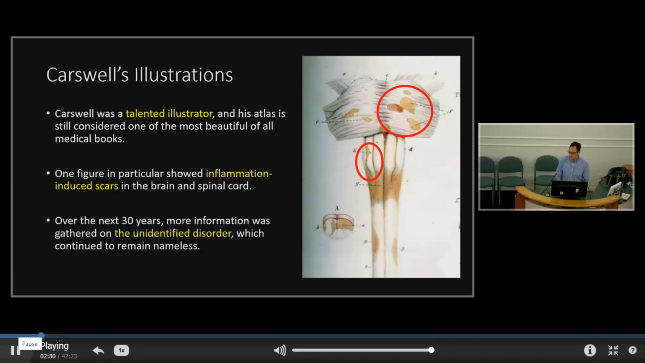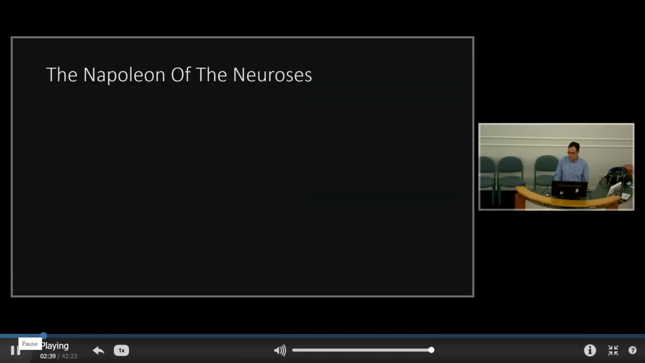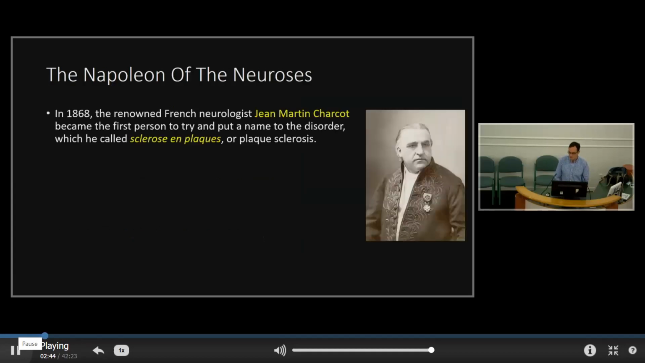They didn't even know what to call it, or that it was a disorder. It certainly wasn't called MS. And it continued to remain nameless until the Napoleon of the neuroses came on the scene. I'm not sure if you know who that is, but it is the great French neurologist Charcot. He's also known as the father of neurology. So this guy was the first person to put a name to it, and he called it, in French, sclérose en plaques, or plaque sclerosis, which is a very good name.